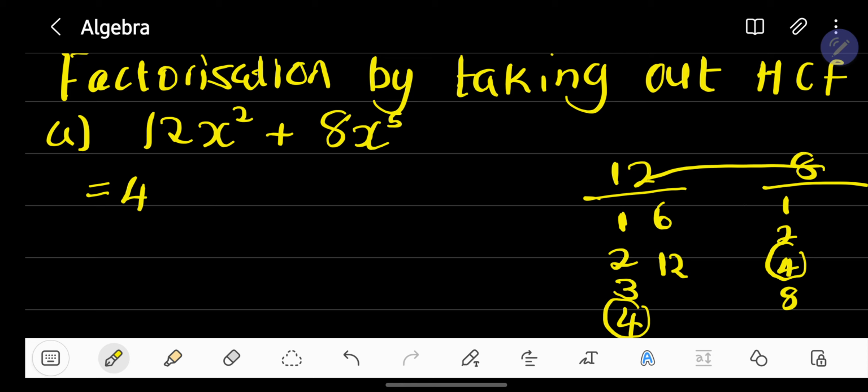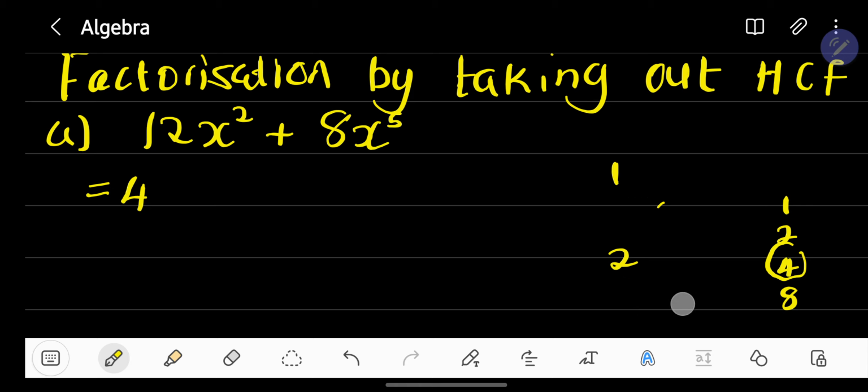And then when it comes to variables, guys, with variables you are definitely going to take the variable with the lowest exponent.